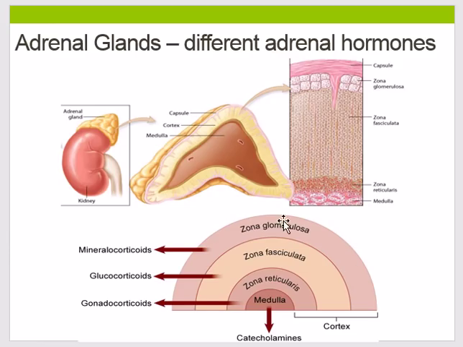You can see on this diagram below, just a very simple diagram, what hormones are released from what specific layer of that adrenal cortex. The zona glomerulosa releases mineralocorticoids. The zona fasciculata releases glucocorticoids, and the zona reticularis releases gonadocorticoids. And then, of course, you can see that innermost layer, the medulla, but we're not really going to be talking about catecholamines.